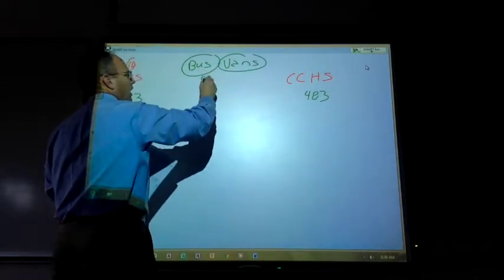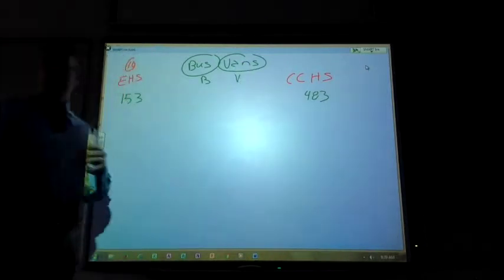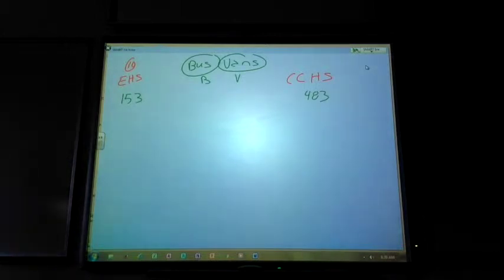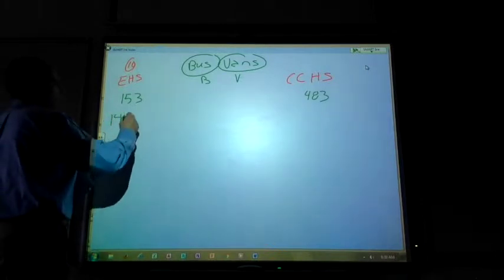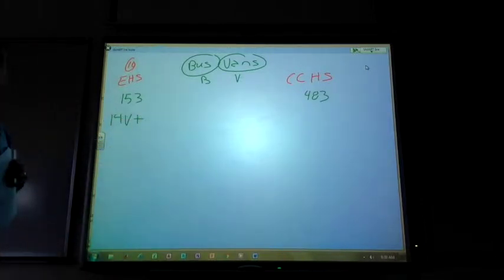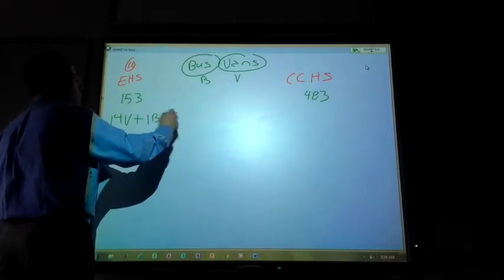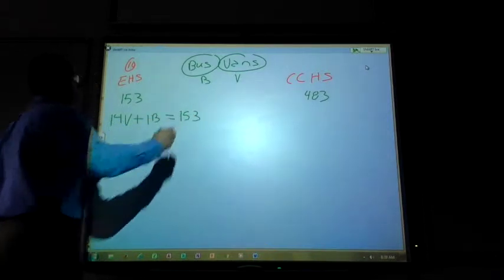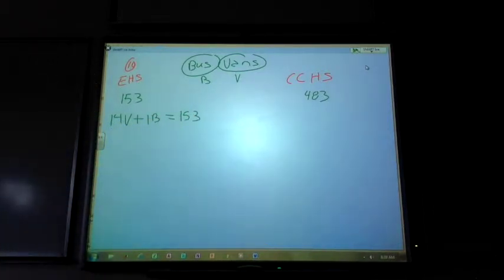So buses, let's use B. Vans, let's use V. So, Max, still going along on this adventure. How many vans did Eagle Crest use? So I have 14V. How many buses did Eagle Crest use? 1B. And so if I load everybody onto the vans and everybody onto the buses, that has to equal the 153 people that are going along on the trip. Still with us?